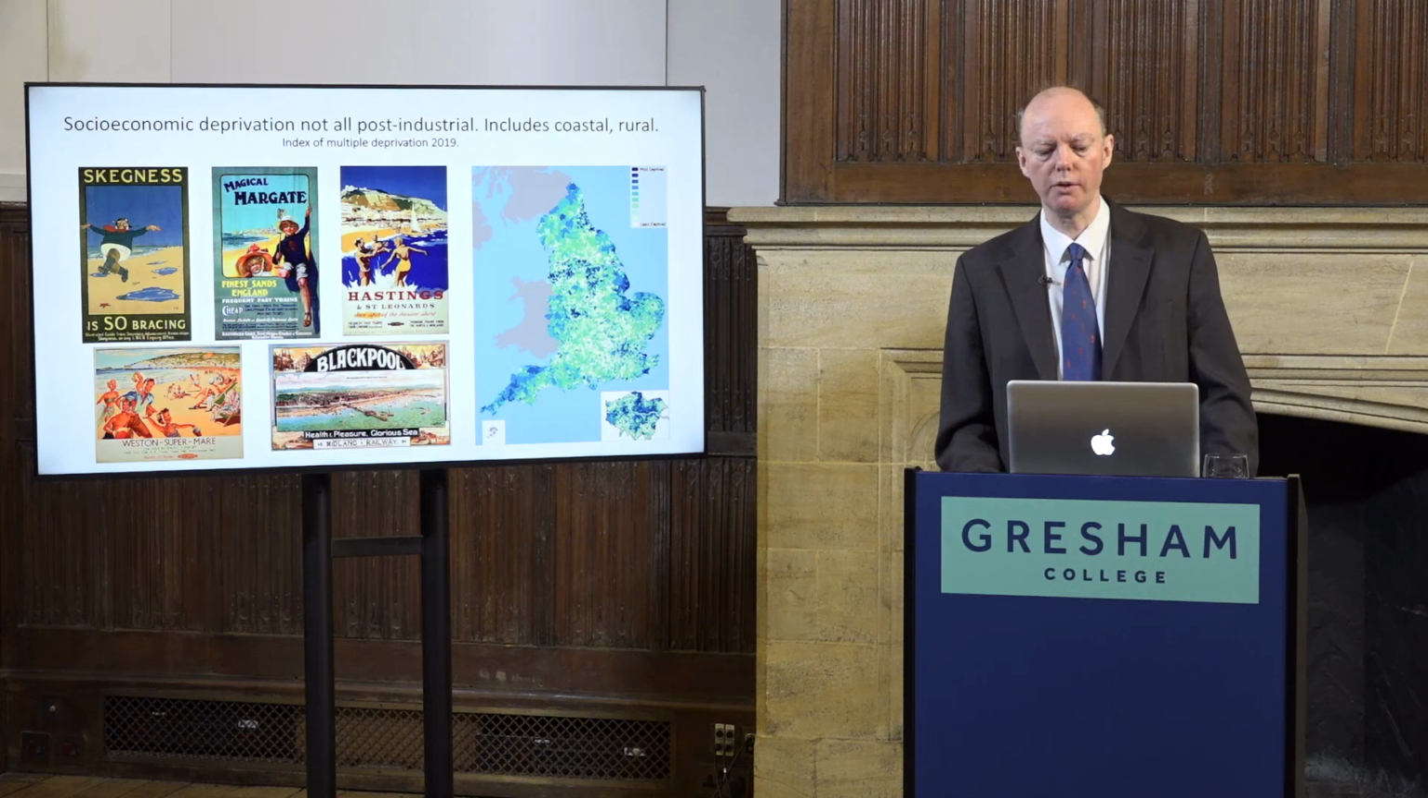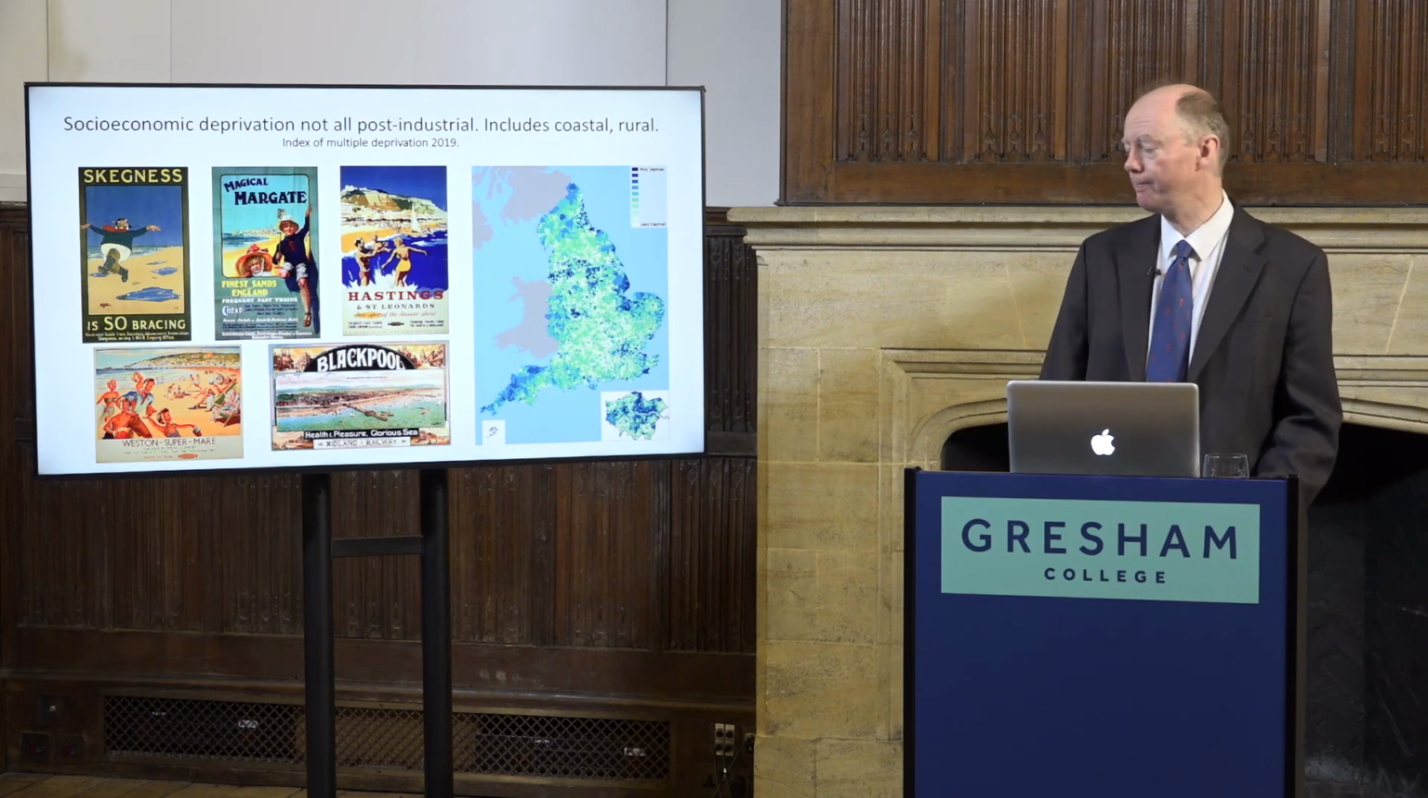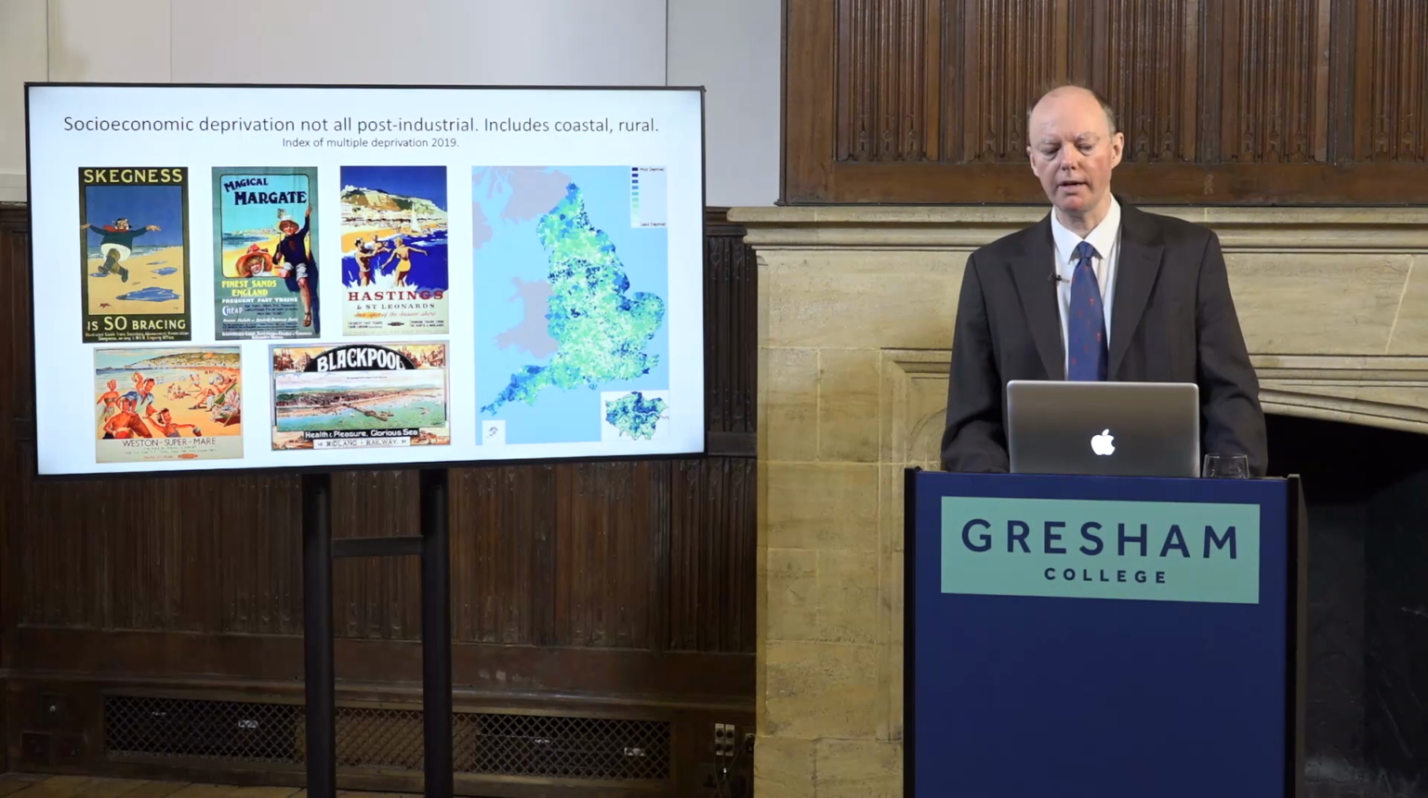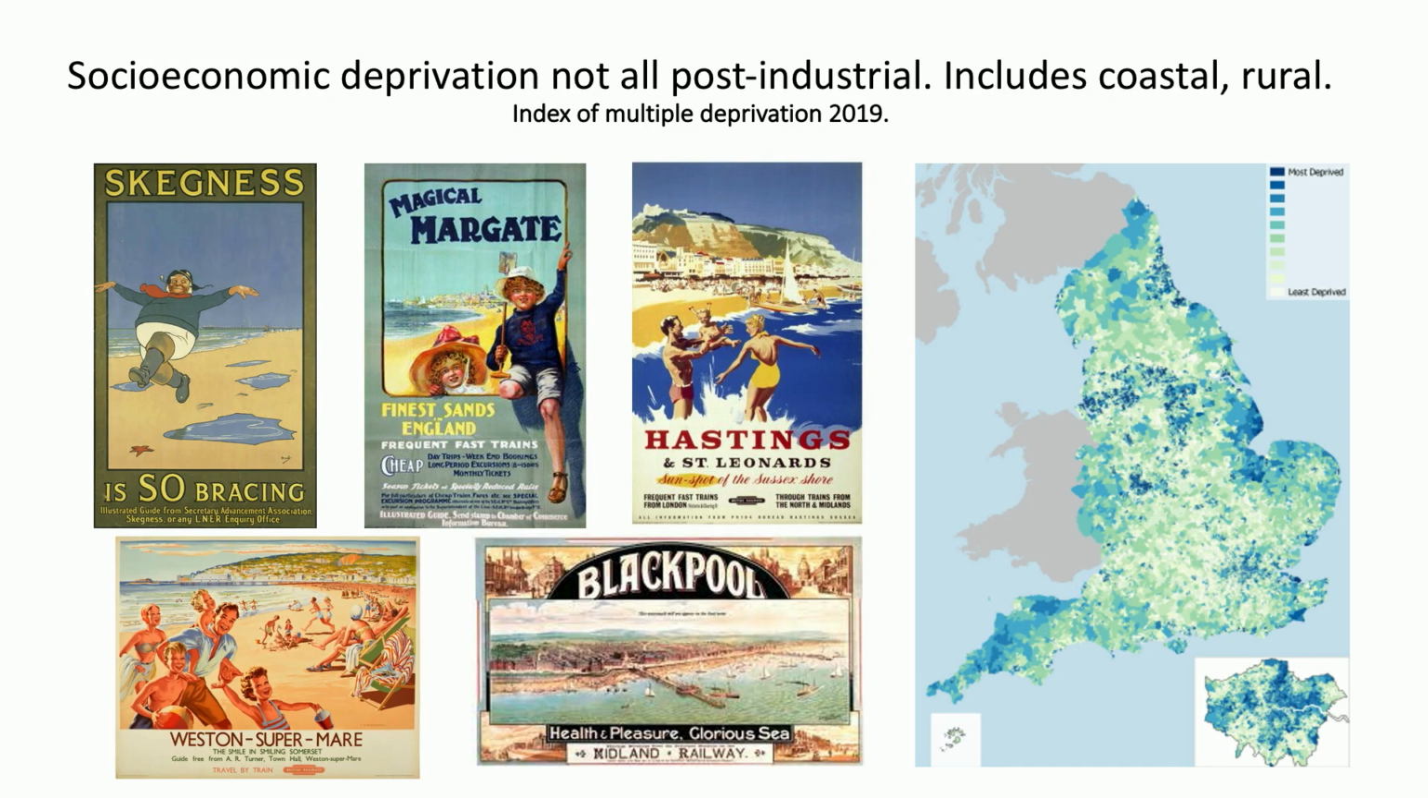But socioeconomic deprivation is not all about post-industrial areas, and I'd just like to highlight a couple of other areas before I move on to a different subject. In England, very much of the most deprived areas, the most deprived geographies, are concentrated in particular around the coast. And on the right here, this is a more granular look at deprivation, and what you can see is it's concentrated all around England, in coastal areas as well as in urban areas, and a few rural areas as well. So wonderful places, really beautiful places like Skegness, Margate, Hastings, Weston-super-Mare, Blackpool, have very significant deprivation, and they also therefore have very significant health problems.